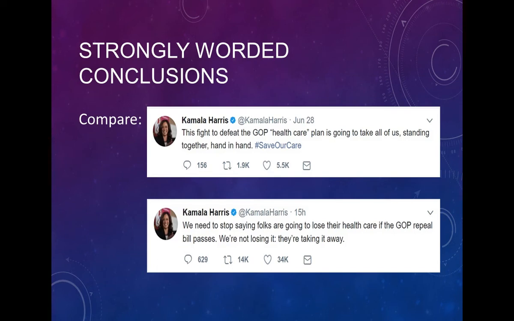Yeah, I think it is an argument. So she's got two things in here. Does this sound right to you? The conclusion is we need to stop saying folks are going to lose their health care. Right? So the conclusion of this argument is just that people should stop using this phrase, we're losing our health care. And the reason being given is we're not losing it, they're taking it away.